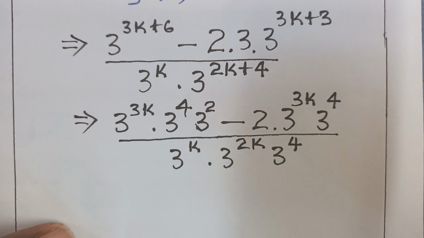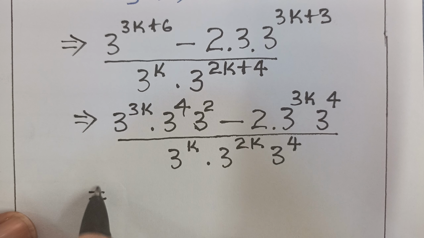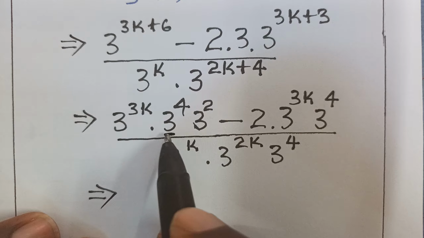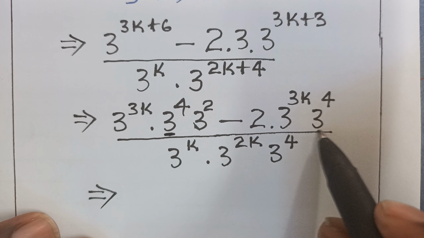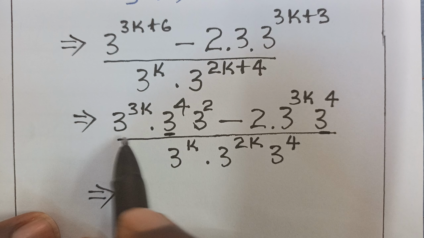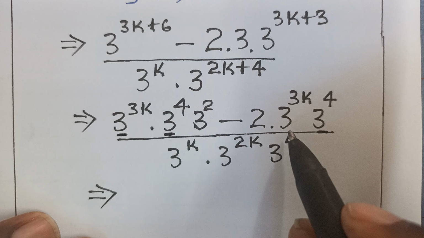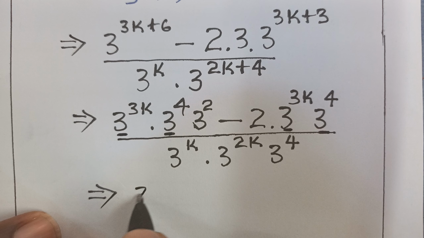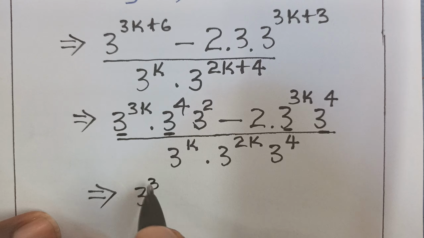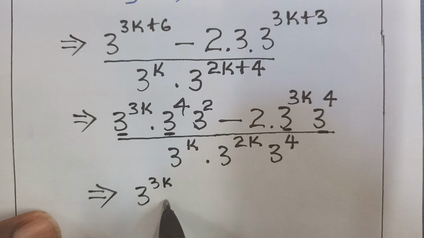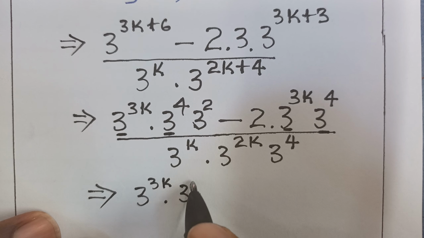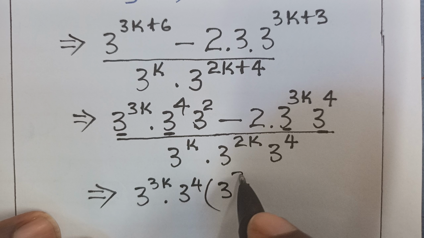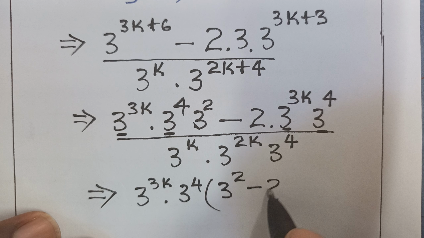Guys, now we come and factor out. Here we can factor out 3 raised to 4 because we have 3 raised to 4 here. We have 3 raised to 4. We can also factor out 3 raised to 3k because we have still the same here. And so we shall have 3 raised to 3k multiplied by 3 raised to 4. We are just factoring out. We'll be left with the 3 squared minus 2.